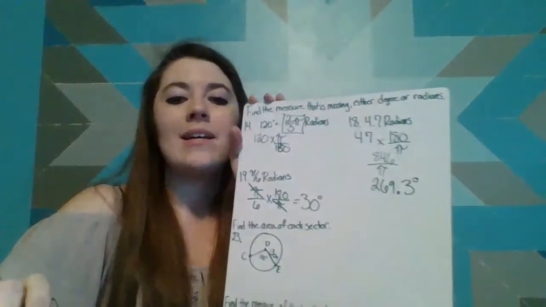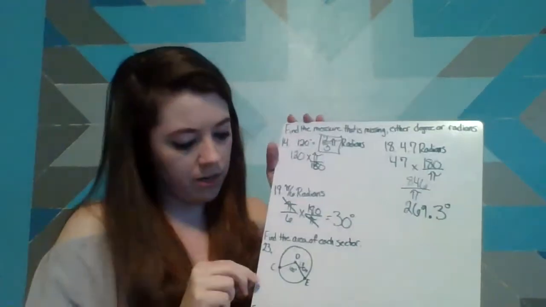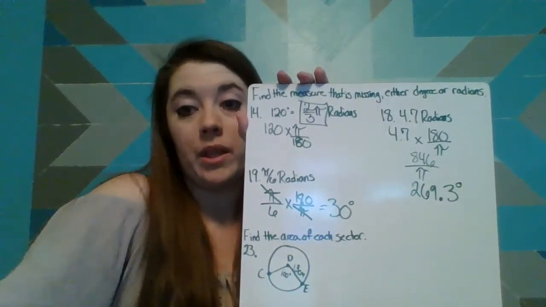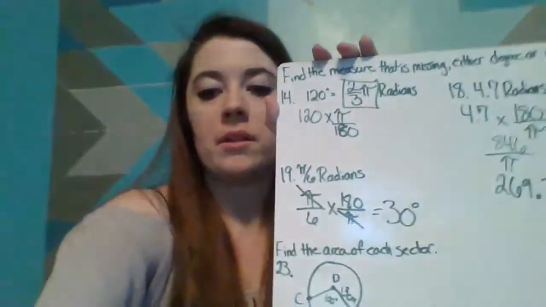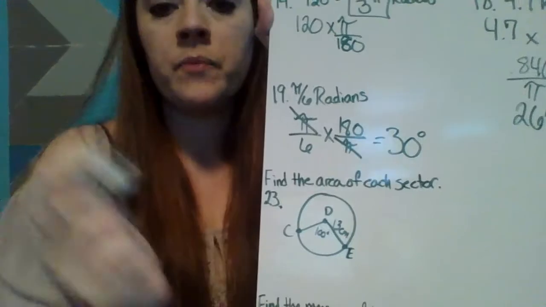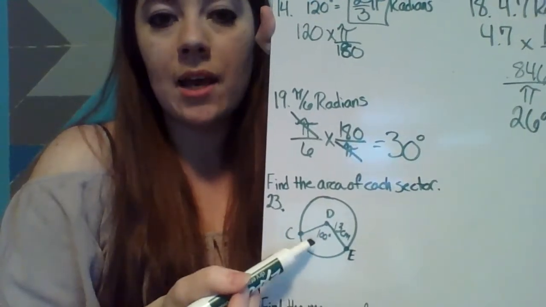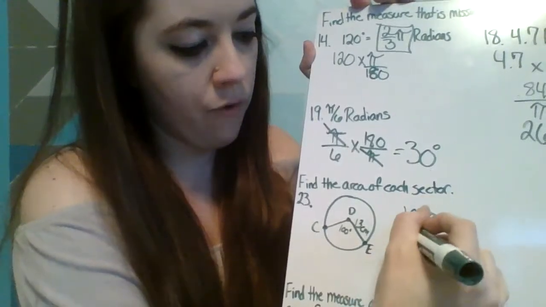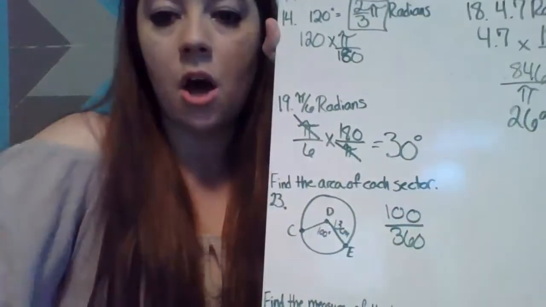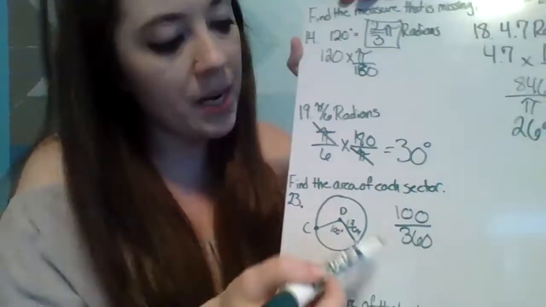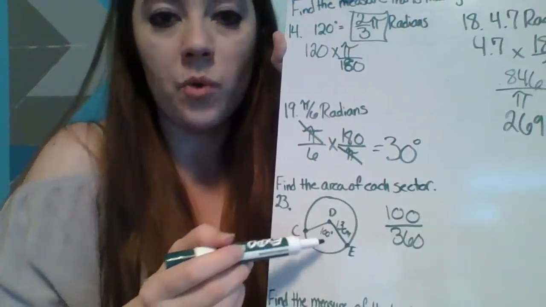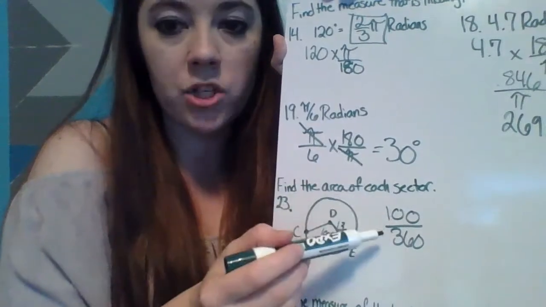All right, on to our area of a sector. For those of you who are still struggling, follow along closely. I'm going to bring the screen up closer so you can see better. Okay, we take the angle we're given. So 100, we put it over 360. It's always over 360 because that's how many degrees there are in a circle, and we're looking at the area of just 100 of it. So we're looking at a fraction.